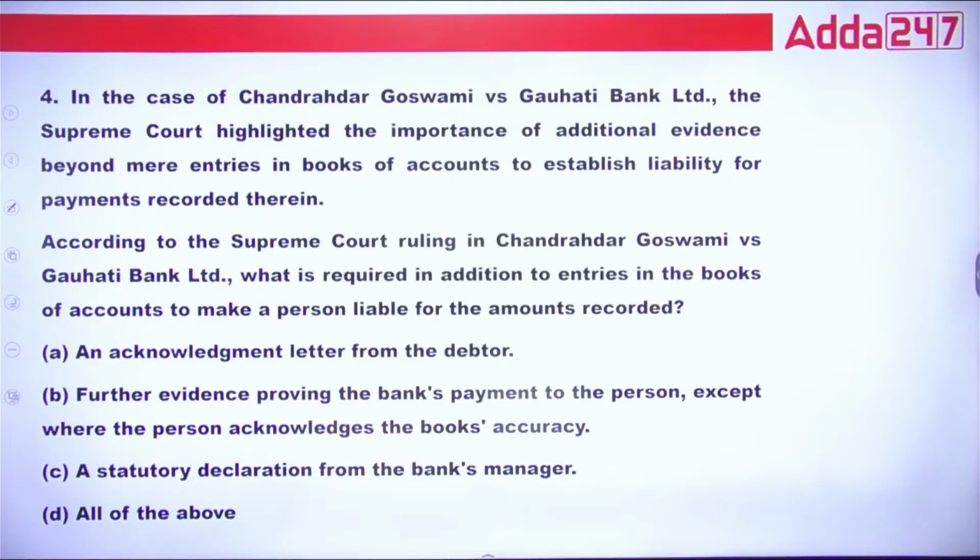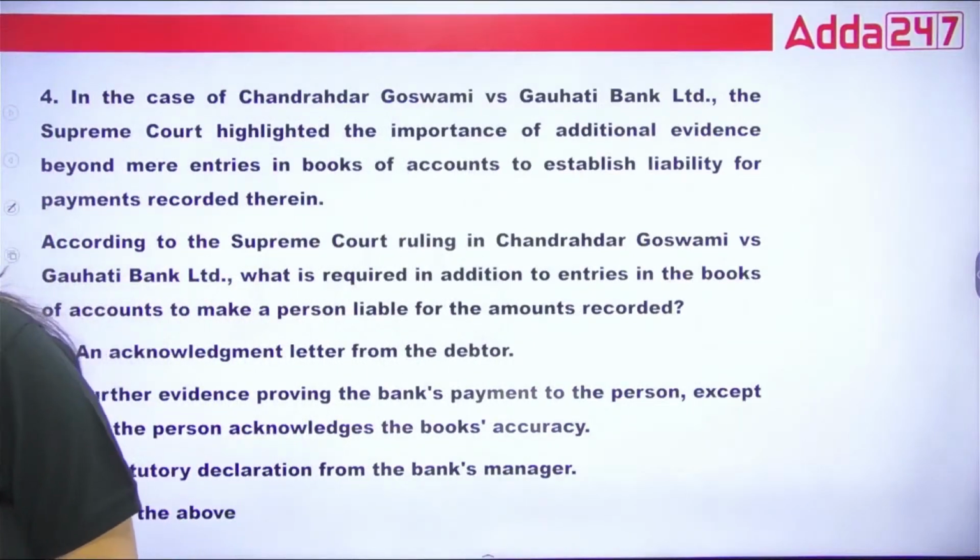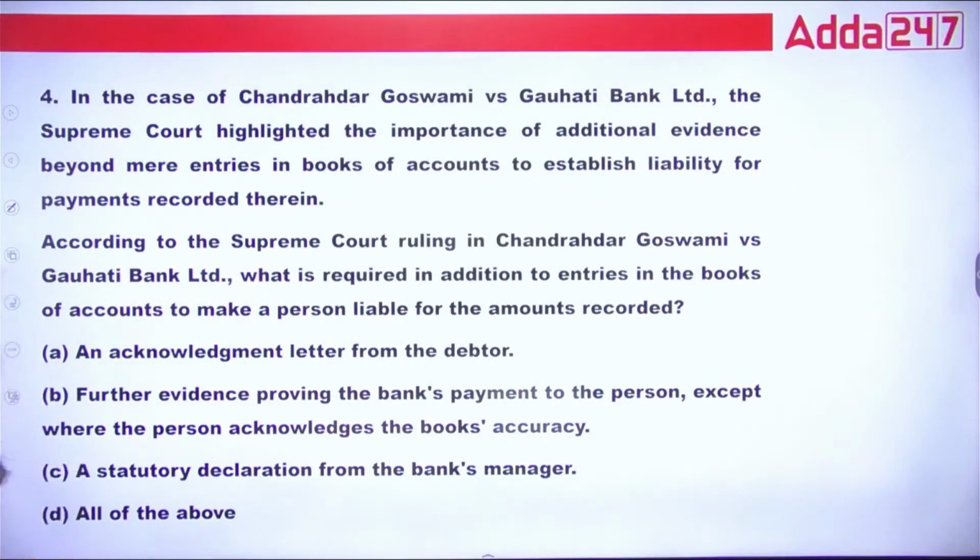First, an acknowledgement letter from the debtor. Further evidence proving the bank payment to the person except where person acknowledges the book accuracy. The statutory declaration from the bank's manager. And all of the above. You know, class, the famous landmark case you have to remember. The famous landmark case. Otherwise, you have to just learn the fact of the particular case.